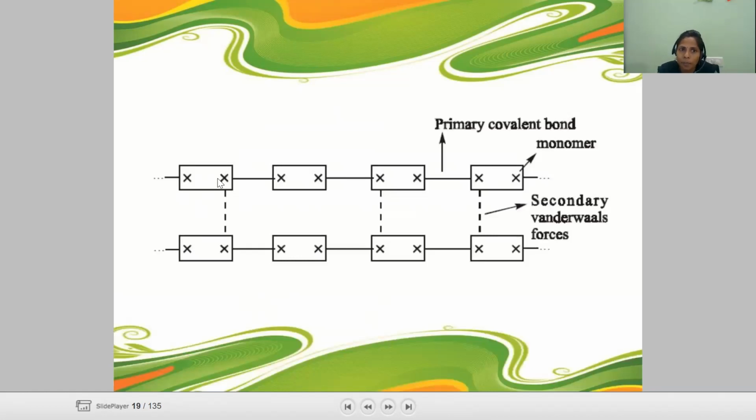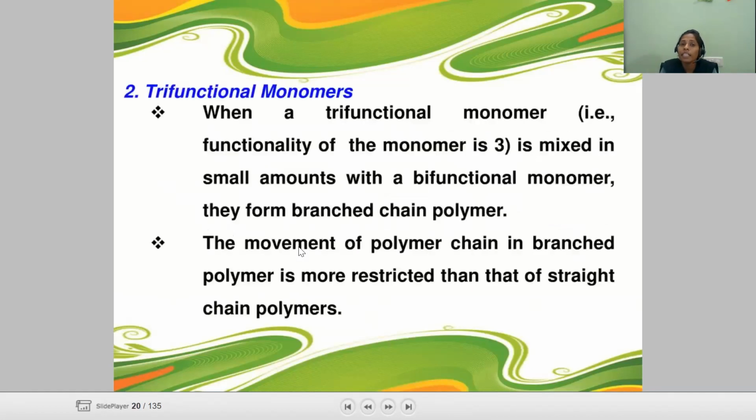And see here, these are the binding sites. In this binding site, one monomer; in this binding site, one monomer. When these polymer chains bind with each other, that is called the secondary bond, which is not much strong. This is very strong, but this is not very strong. And trifunctional monomers: trifunctional means there are 3 functional groups, 3 bonding sites. When a trifunctional monomer, that is, a monomer with functionality 3, is mixed in small amounts with a bifunctional monomer, they form branched chain polymers.